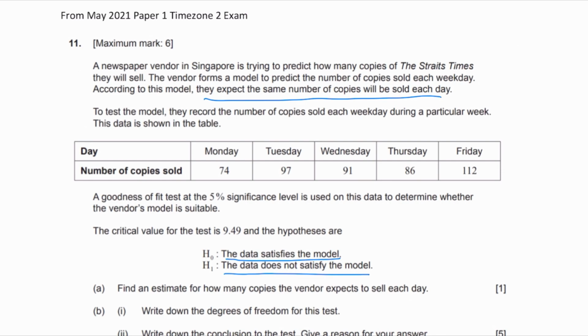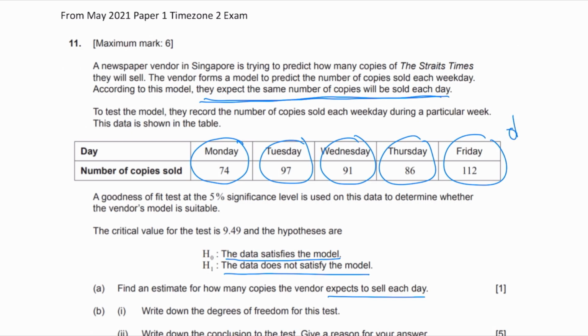Then it says find an estimate for how many copies the vendor expects to sell each day. Remember I told you, this is one of those cases where they expect the same number of copies will be sold each day. They have told you the exact amount that they sold on Monday, on Tuesday, on Wednesday, Thursday, and Friday. Those are the observed frequencies. That it's actually finding out how many are sold each and every single day.